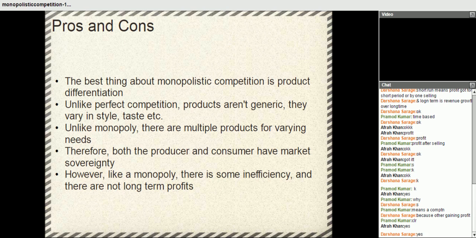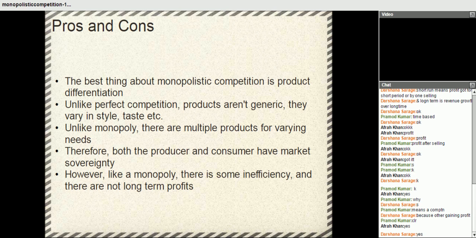Now let's see the pros and cons. The best thing about monopolistic competition is product differentiation. Like washing machines, we have Samsung, Videocon, Haier, IFB, LG, so many companies, but the product is slightly different. So unlike perfect competition, products aren't generic, they vary in style, taste, etc. Then unlike monopoly, there are multiple products for varying needs. Therefore, both the producer and consumer have market sovereignty.